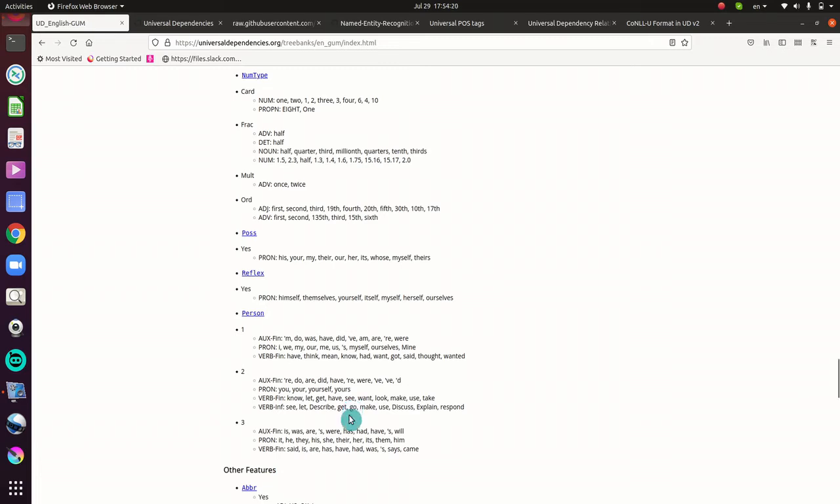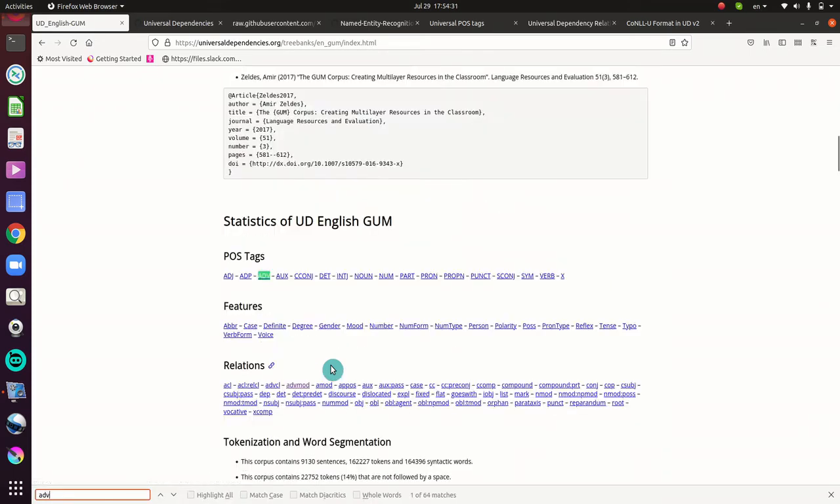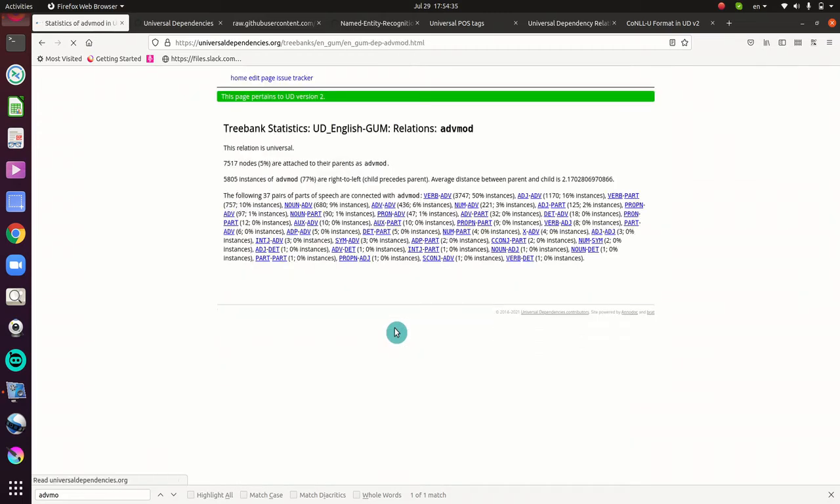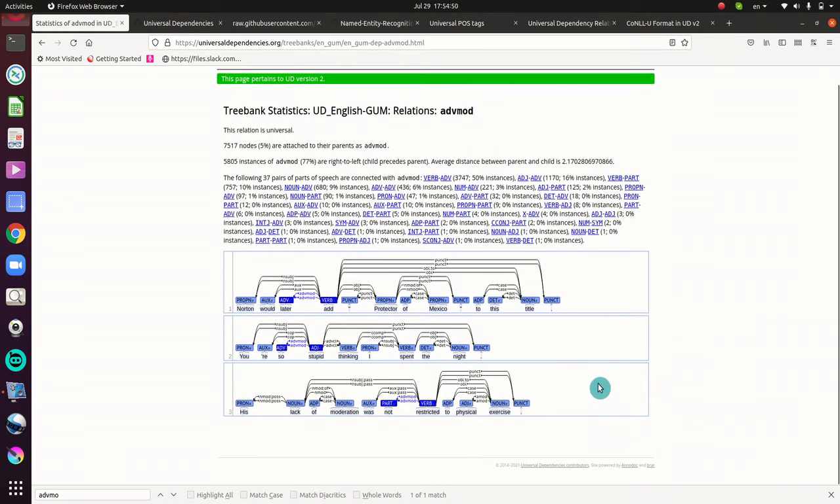Then let's pick a dependency tag and see some statistics about it. Here I will pick something. Let me pick advmod maybe. Okay, I pick it. So this is the relation advmod, which is adverbial modifier, and here are its statistics in this treebank. For different treebanks, statistics of course can be different, but here they are.